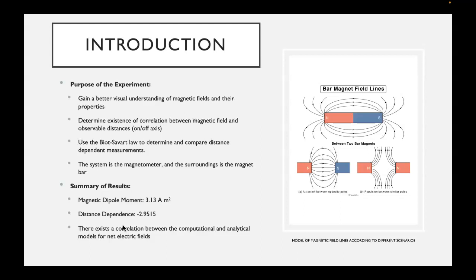Lastly, we found that the system in this experiment was a magnetometer and that the surroundings was the magnetic bar itself. And for a quick summary of our results, we can see that the magnetic dipole moment equaled 3.13 and that distance dependence was equal to negative 2.9515. And most importantly, after completing the lab, we found that there exists a correlation between the computational and analytical models for the net magnetic fields.